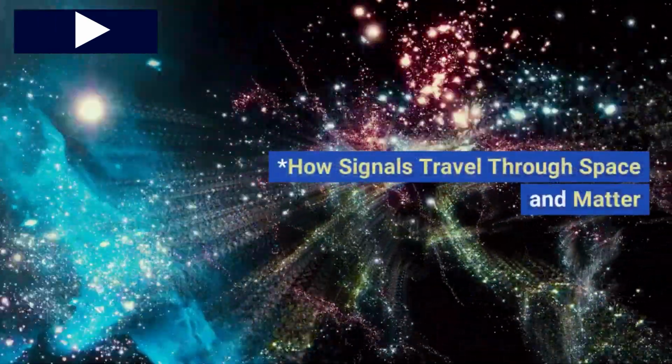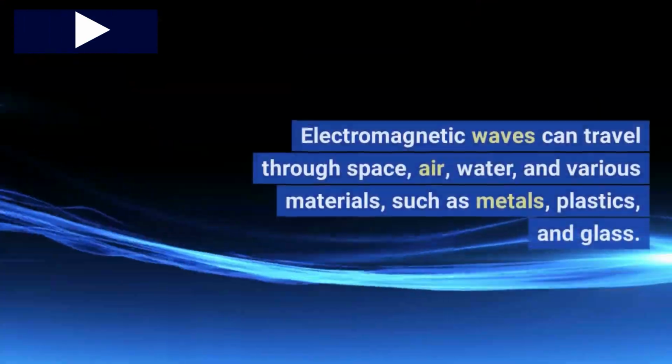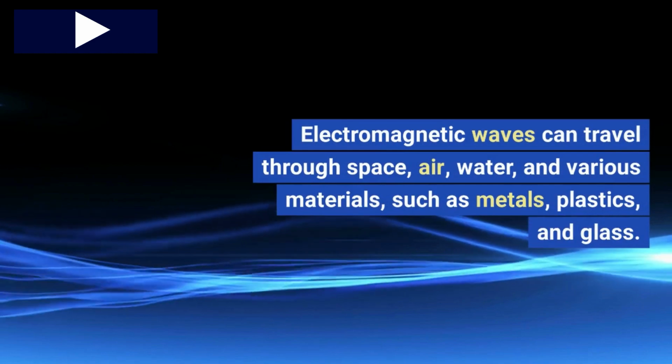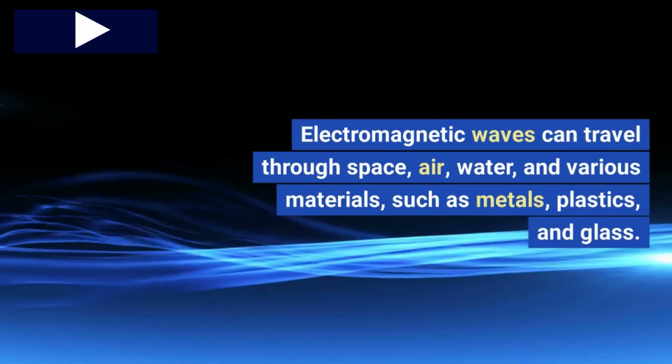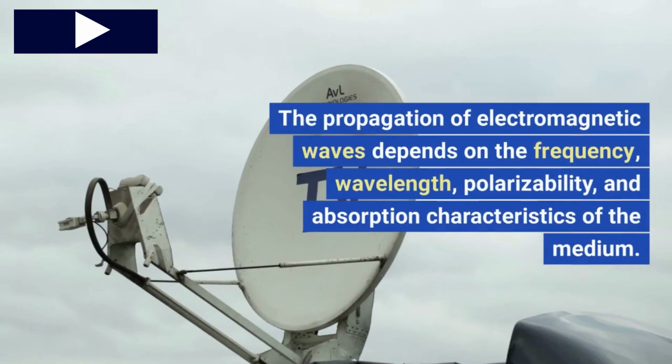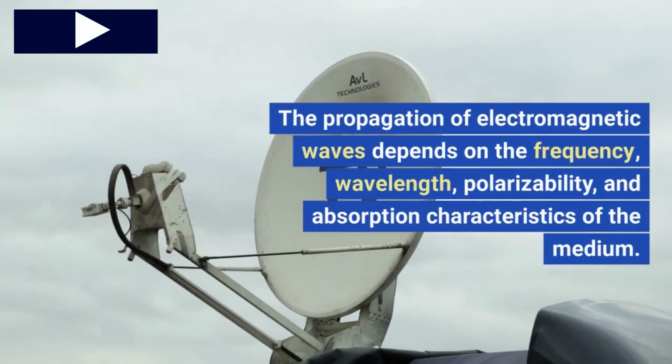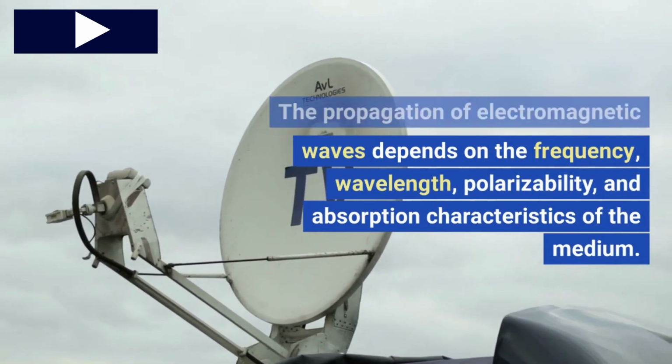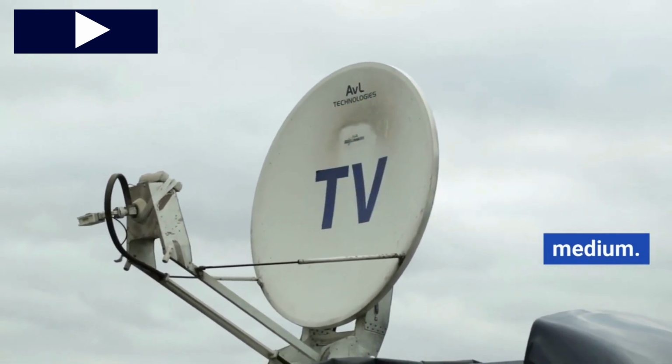How signals travel through space and matter. Electromagnetic waves can travel through space, air, water, and various materials, such as metals, plastics, and glass. The propagation of electromagnetic waves depends on the frequency, wavelength, polarizability, and absorption characteristics of the medium.